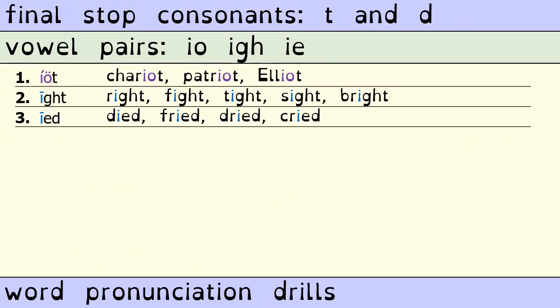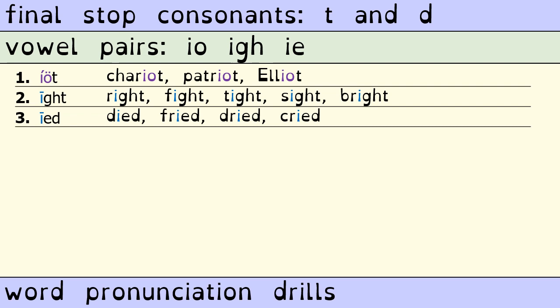Let's continue with our I vowel pairs. Repeat after me. 1. Iat, chariot, patriot, Elliot. 2. Ite, right, fight, tight, sight, bright.